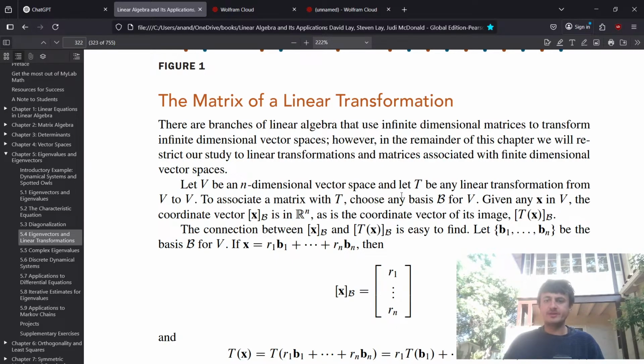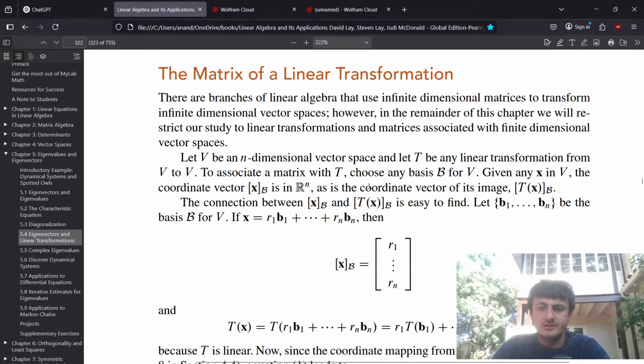choose any basis B for V. Given any x in V, the coordinate vector x_B in R^n is the coordinate vector x corresponding to B. So that means the weights. I always get tripped up on this notation, but this means the weights of the linear combination of the vectors of the basis B that equal x. So you would have B times x with respect to B is equal to x.